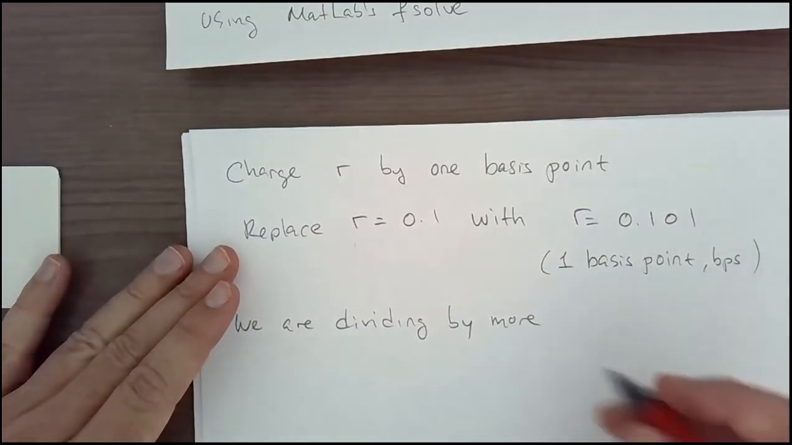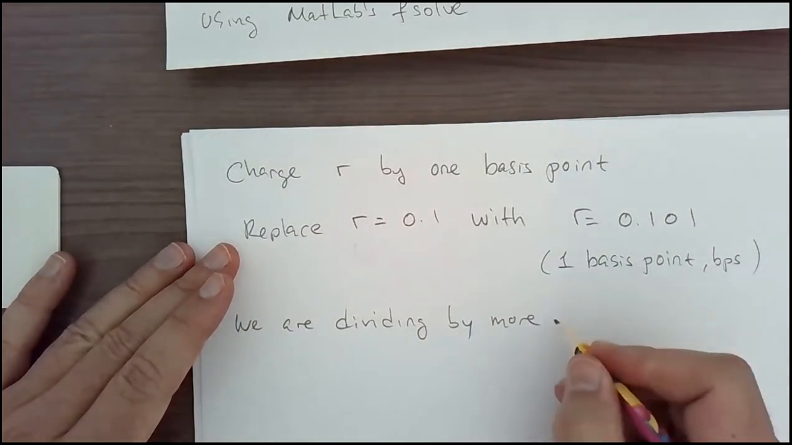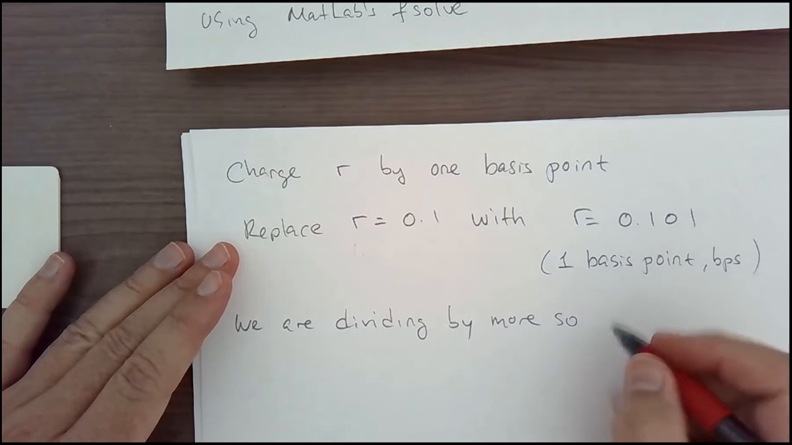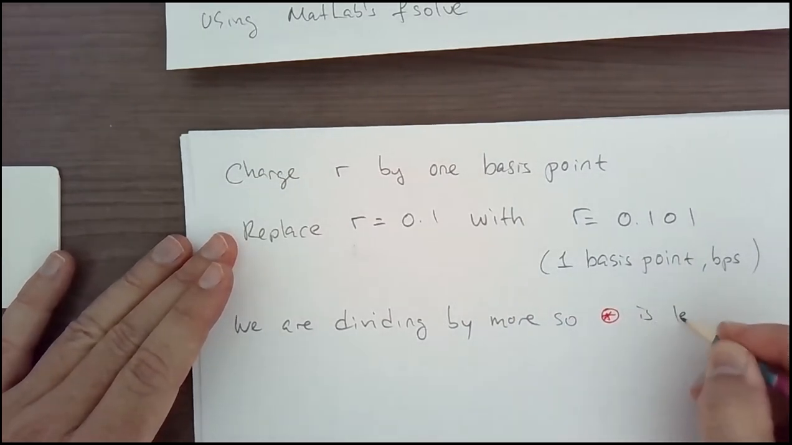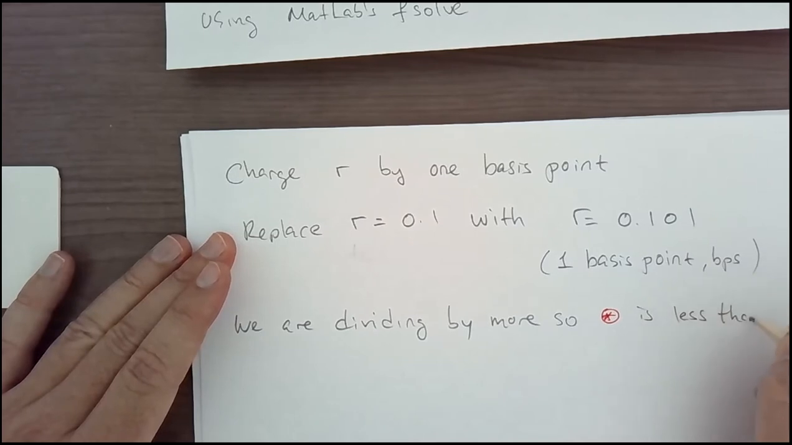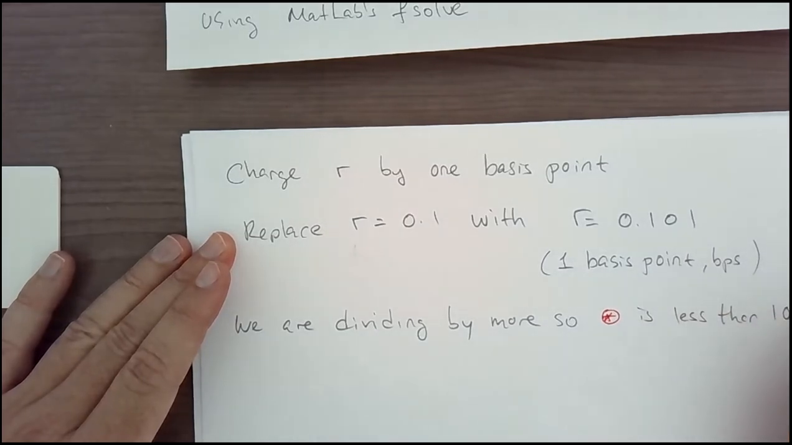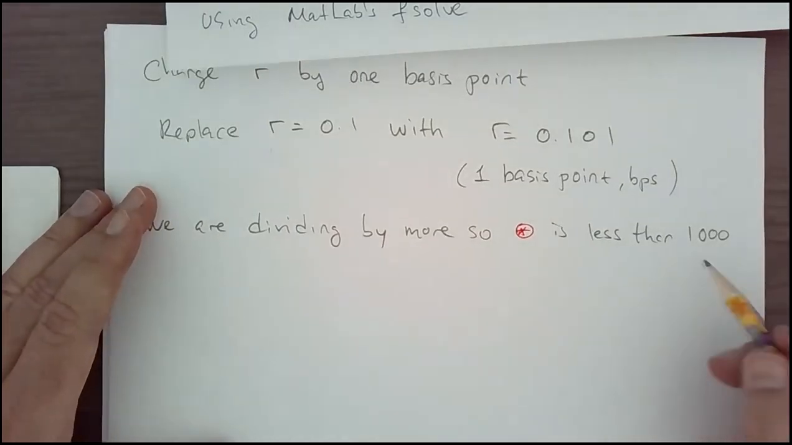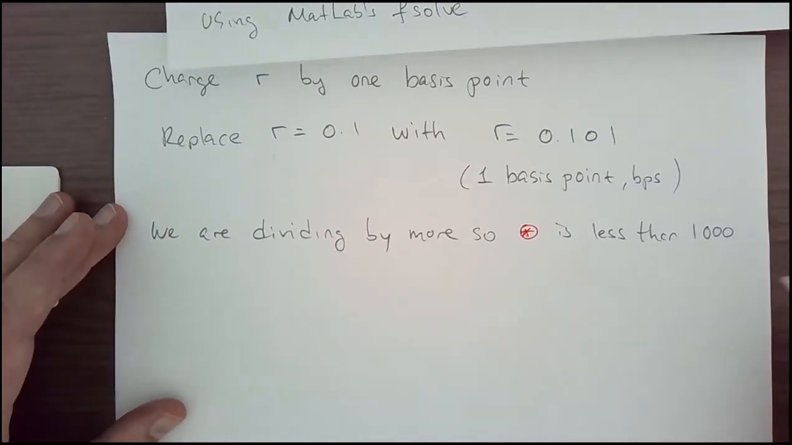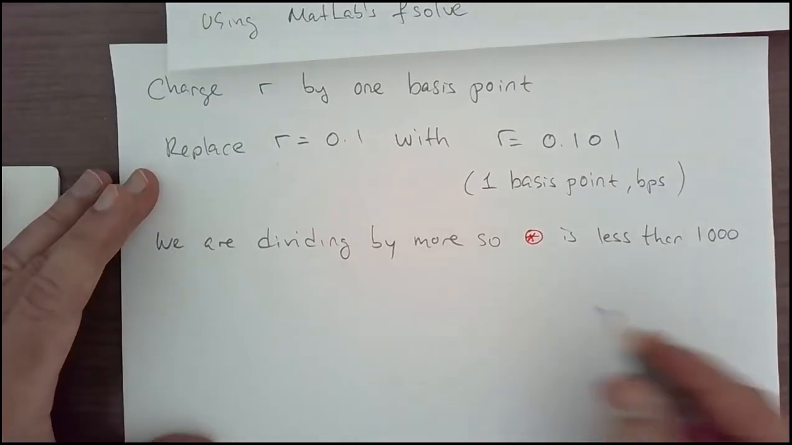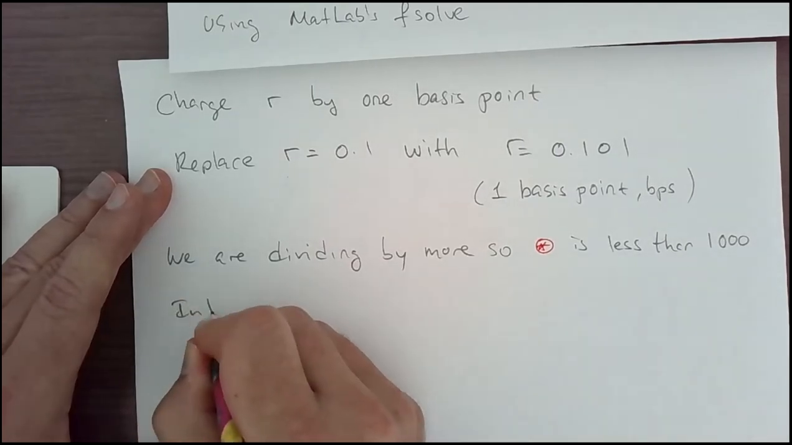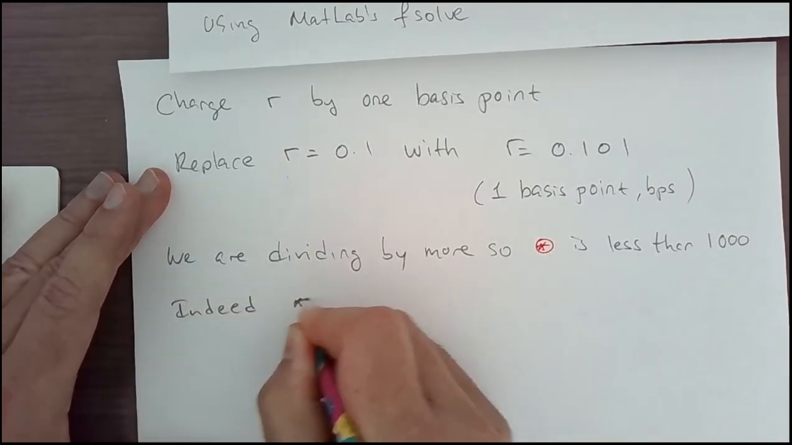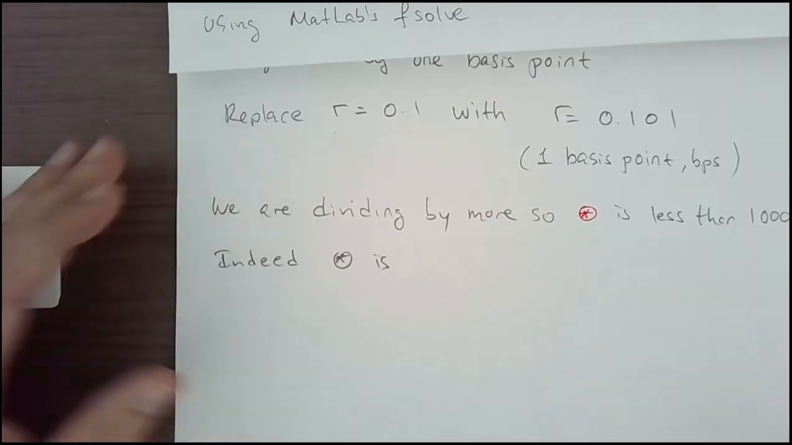So we're dividing by more, and the right-hand side, we call that object here star. So star is now less than 1,000, and it is how much less that is the DV01. How much? Indeed, how do we figure out what star is?